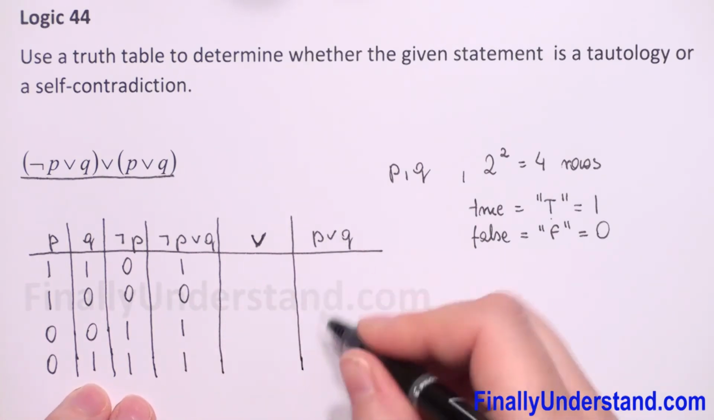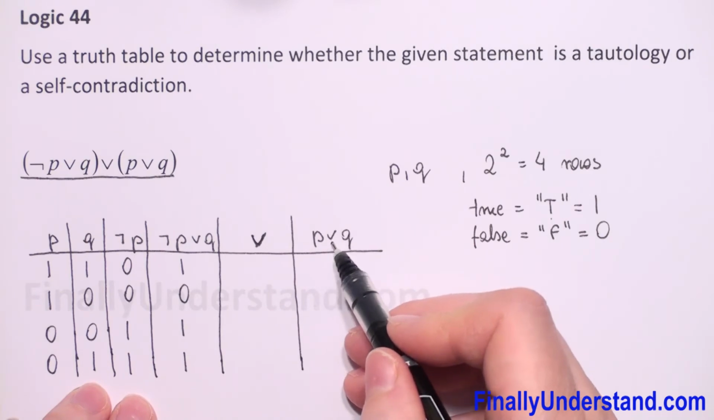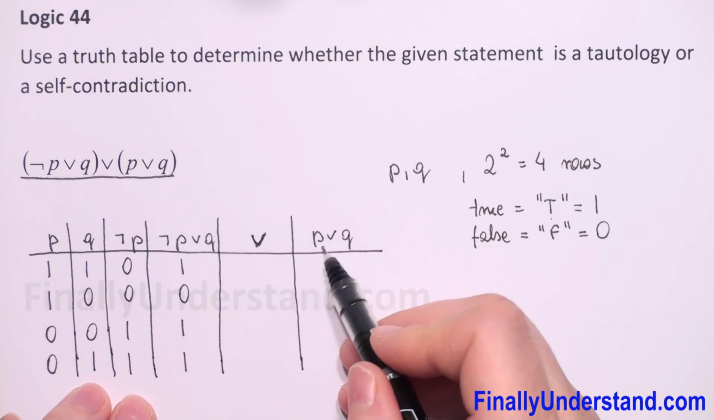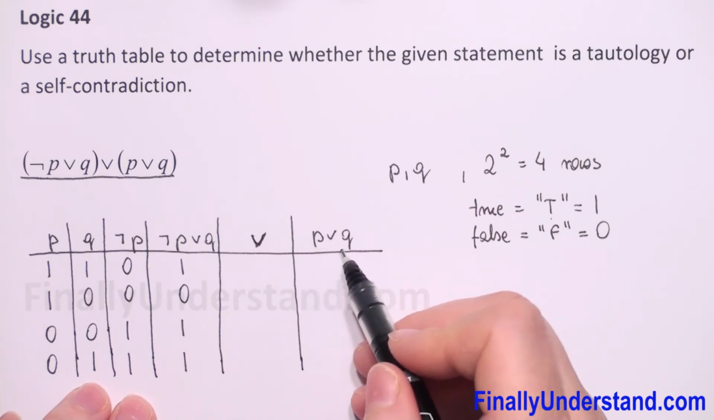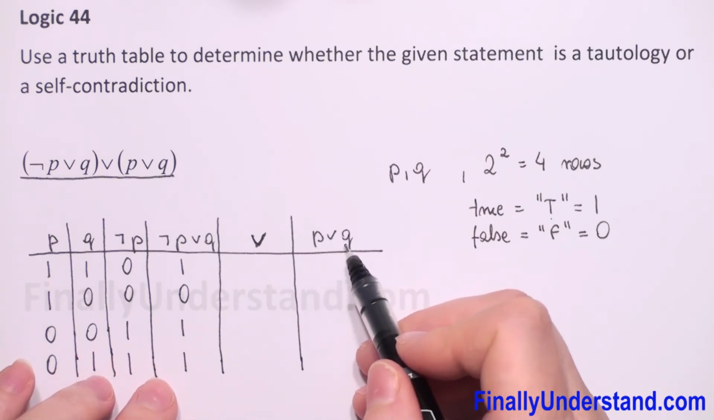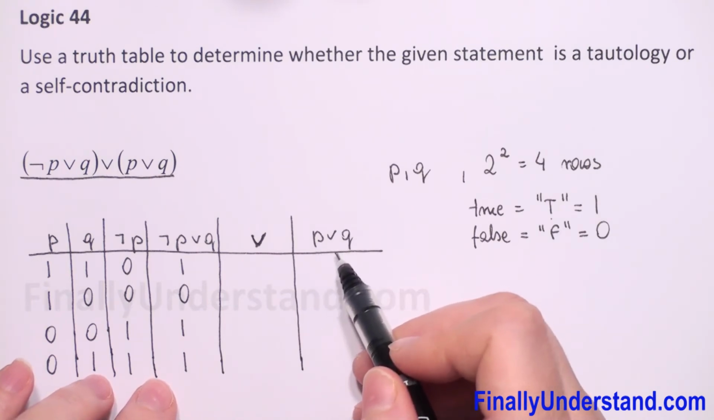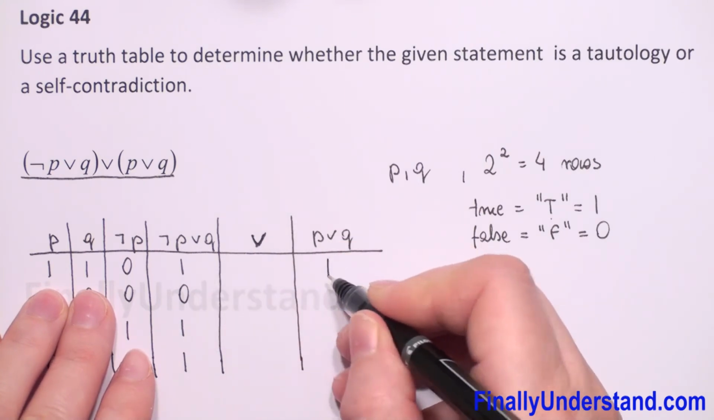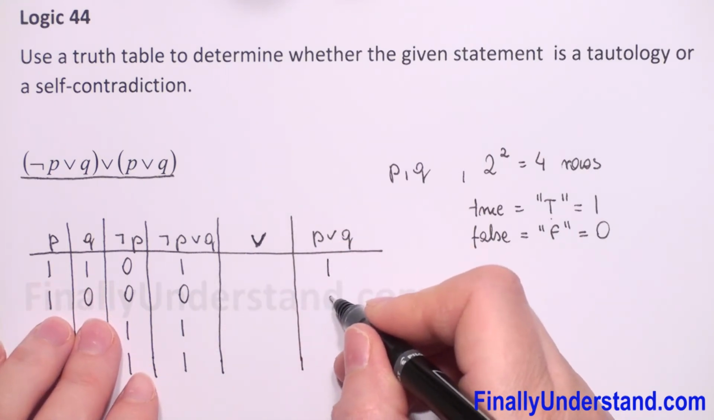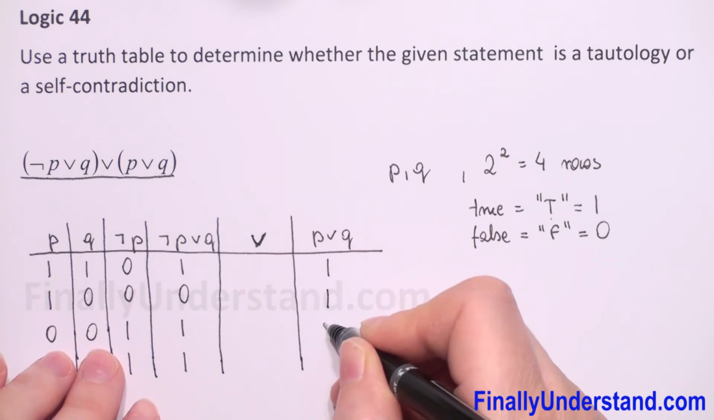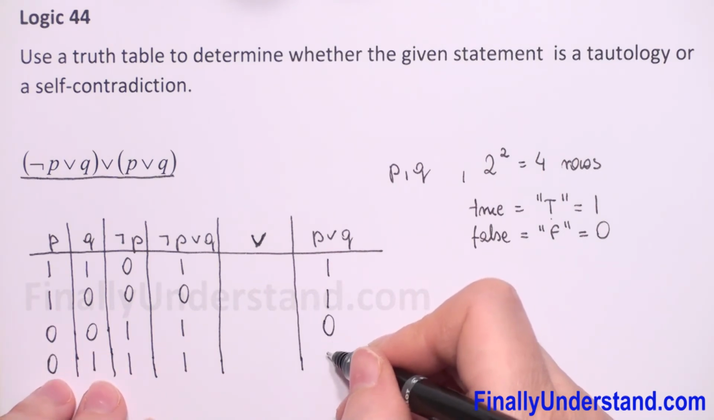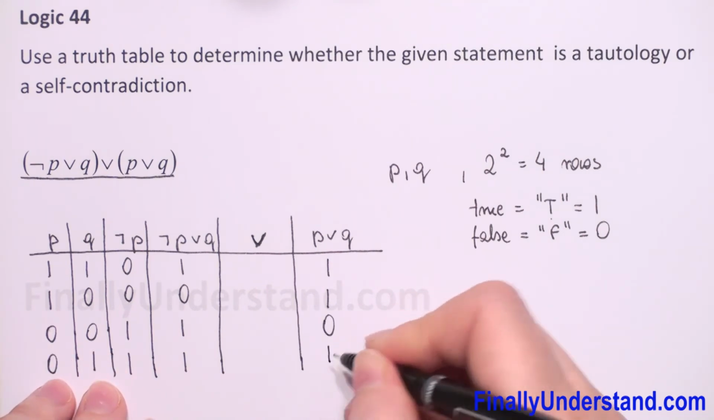Next we do the last column. We have P or Q, so again we have a disjunction. A disjunction is false when both simple statements are false. So 1 or 1 is 1. 1 or 0 is 1. 0 or 0 is 0. And 0 or 1 is 1.